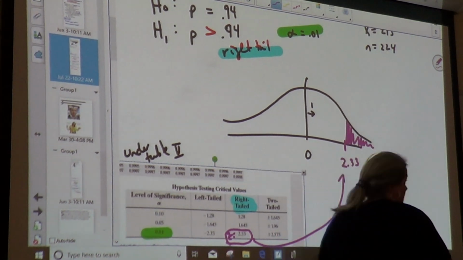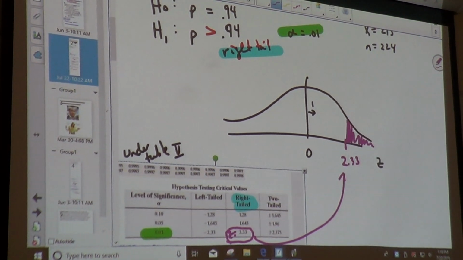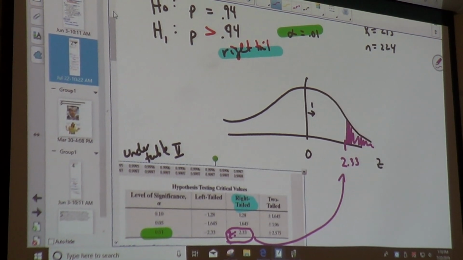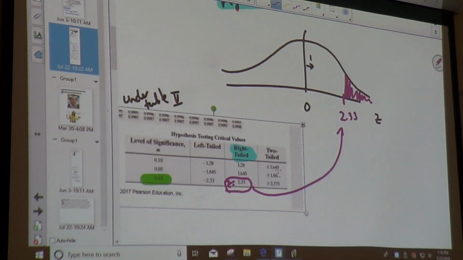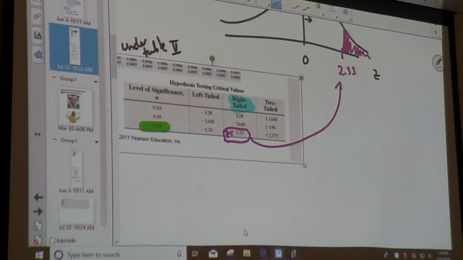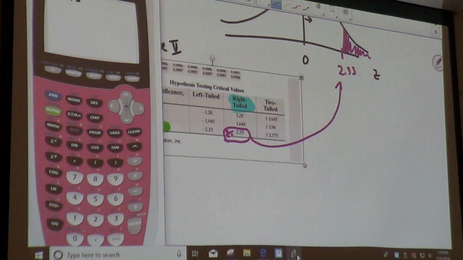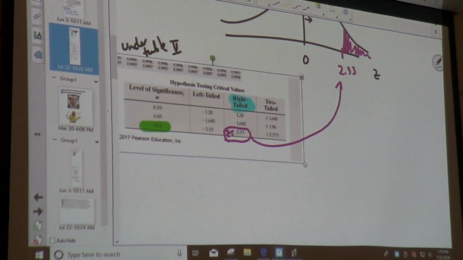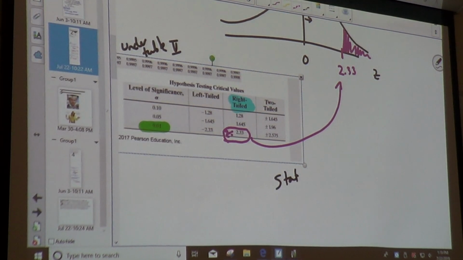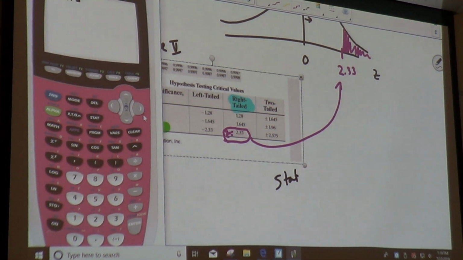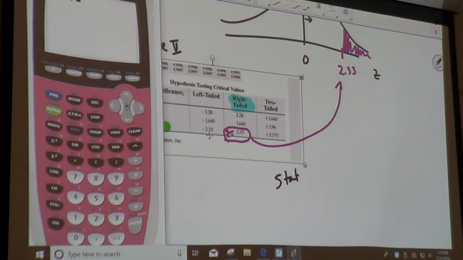Okay? All right. So now we need to get, quote-unquote, our data point. To get our data point, we scroll down. We are going to go to our calculator. We are going to do stat, test, clear, 1, 2, 3, 4, 5, 6, 7, 8, 9, 10.